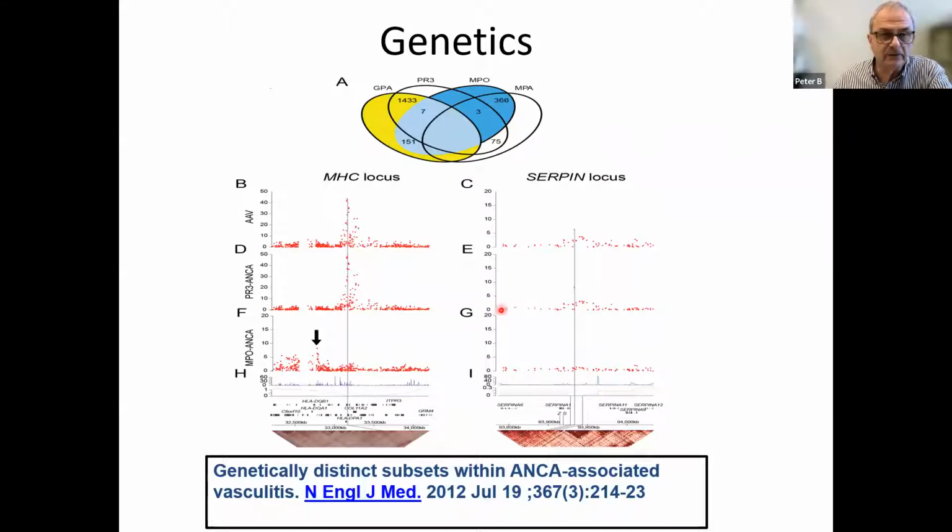Genetics are also involved, but we have very little knowledge of how, but there are genetically distinct subsets. So this is MPO-positive ANCA, where you have a subset of MHC locus genes which are activated, and there are different genes activated in PR3-positive ANCA.